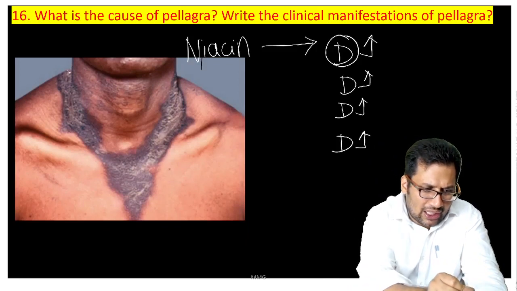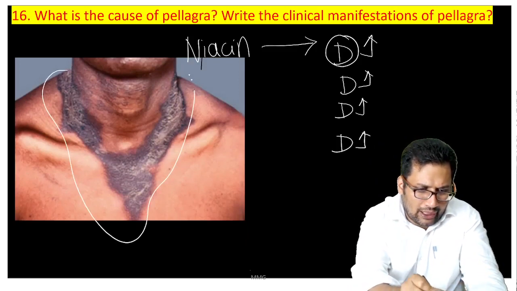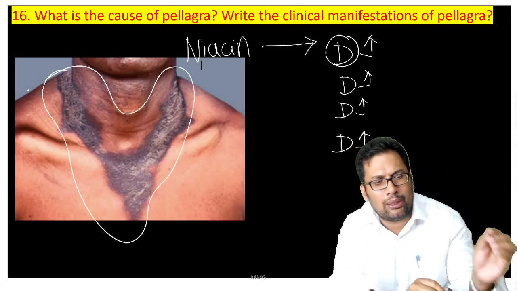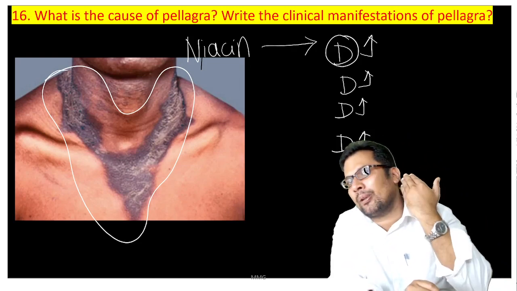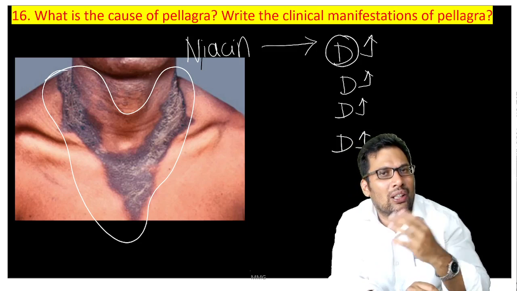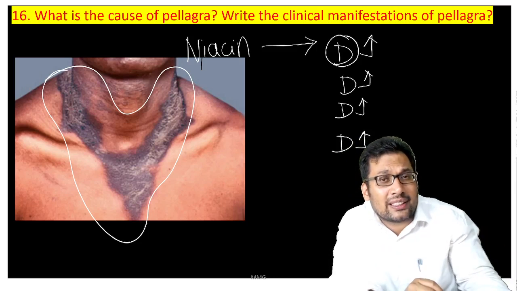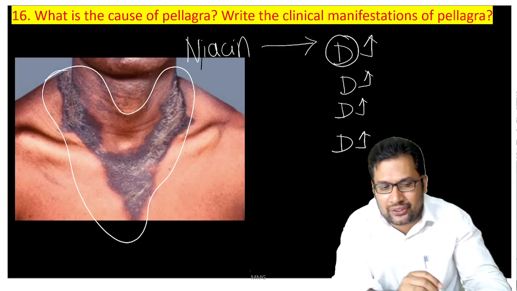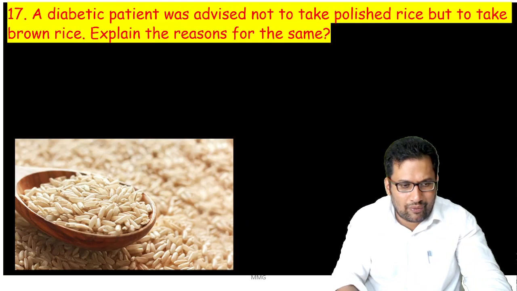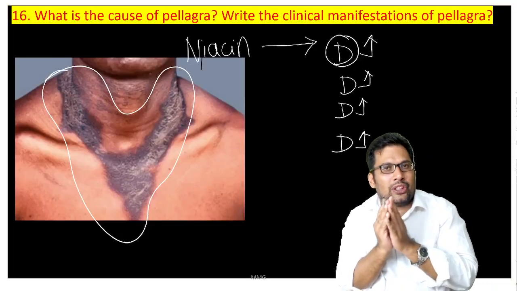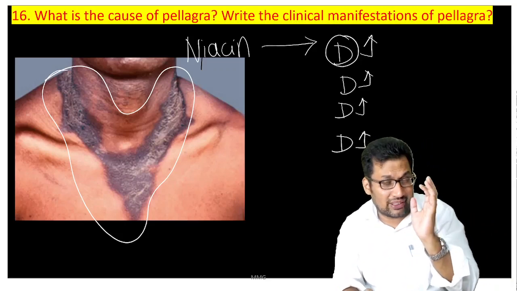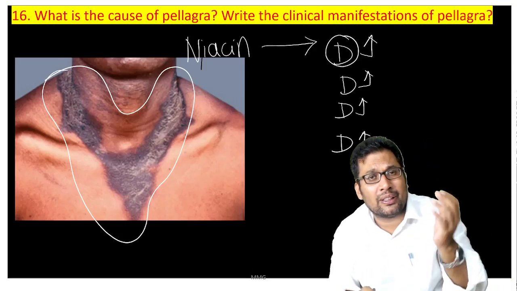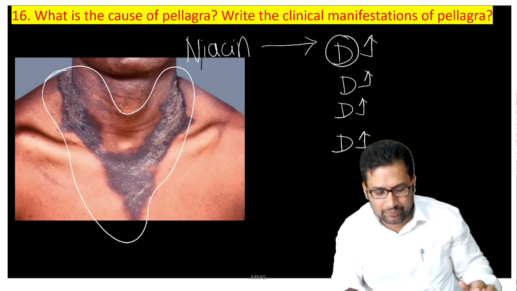One classical appearance in pellagra. Here is a male who is suffering from vitamin B3 deficiency. The patient has dermatitis around the neck that looks like a necklace. This is known as Casal necklace appearance. That is about question number 16. And vitamin B3, niacin, is synthesized from the essential amino acid tryptophan.